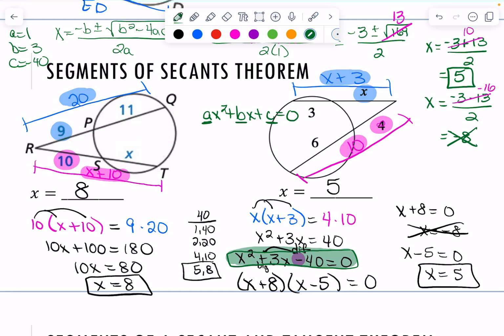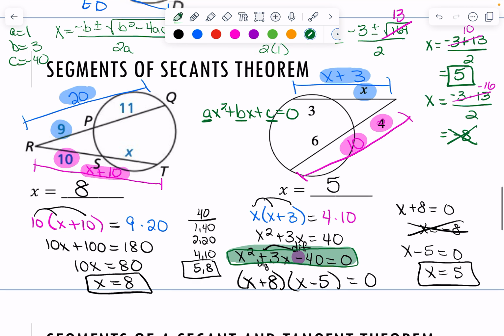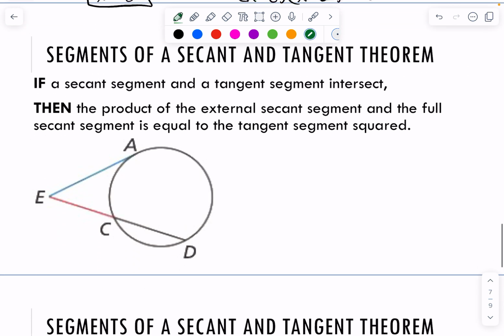So if your factoring gets too challenging, if you can't find it quickly, just do the quadratic formula. You will always get the same answers. And the quadratic formula works for everything. So, okay. All right, let's take a look at this last rule.